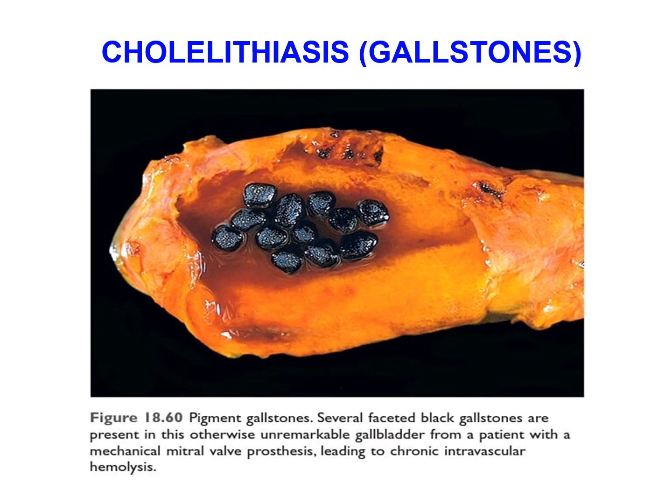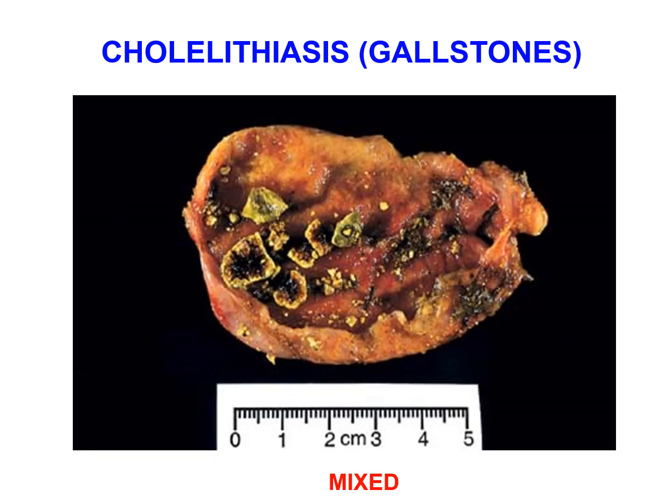Black stones are rarely greater than 1.5 centimeters in diameter and almost invariably present in great number. Their contours are usually spiculated and molded. Brown stones tend to be laminated and soft and may have a soap-like or greasy consistency. And this is an example of a mixed type of gallstone, wherein both cholesterol and pigment stones are present.